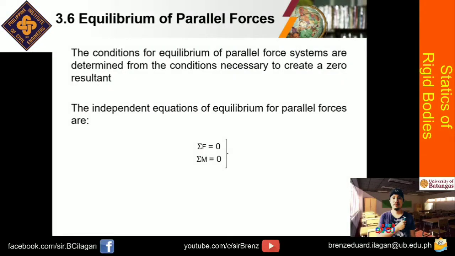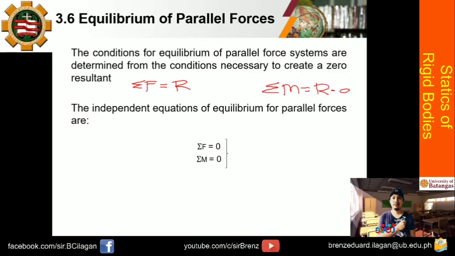Okay guys, so our next topic is all about the equilibrium of parallel forces. The conditions for equilibrium of a parallel force system are determined from the conditions necessary to create a zero resultant. So we all know from the topic of resultant of parallel forces that our working equation is summation of forces equals the resultant, and summation of moment equals the resultant times the perpendicular distance. So the independent equations of equilibrium for parallel forces are the following.